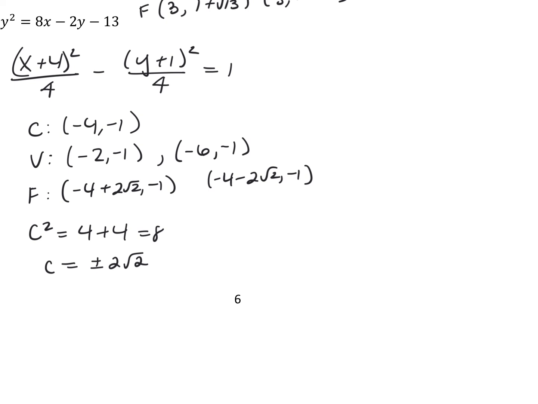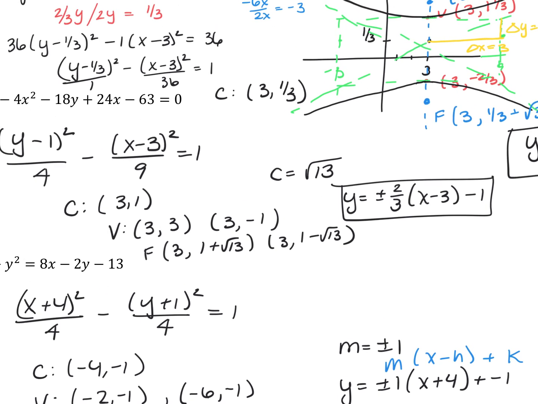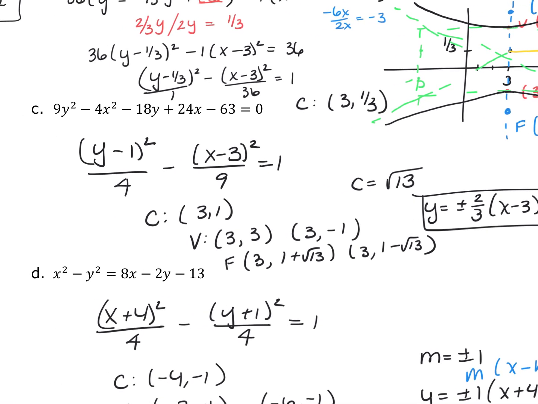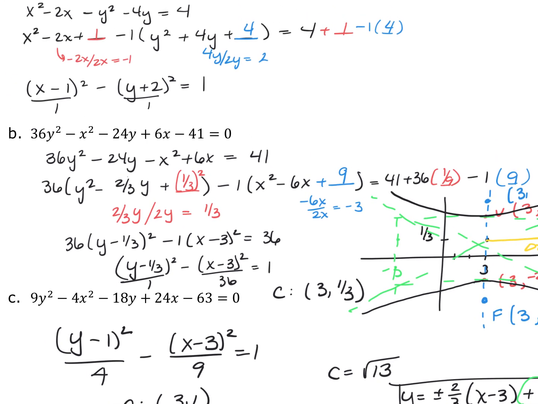Now your asymptotes. We know that your slope should be plus and minus 1, so y equals plus and minus 1 times (x minus h), so it becomes plus 4, and then plus that -1, because it is literally the m(x minus h) plus k. I just want to make sure that up here I have a plus 1 there. Yeah, that should be a plus 1. That was the only one that I did not have correct.